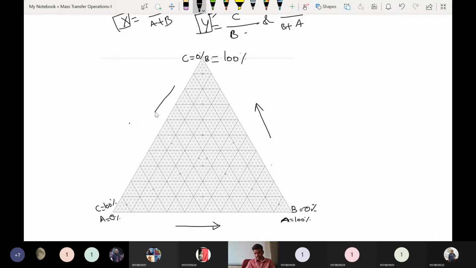Now C is increasing in this direction. If you see the same one, once again it is rotating. This is a rotating cycle. So for defining the three component system, the basic diagram is this triangular diagram. If you want to locate some point, I'm writing each coordinate system. So this is 10%, 20, 30, 40, 50, 60, 70, 80, 90.